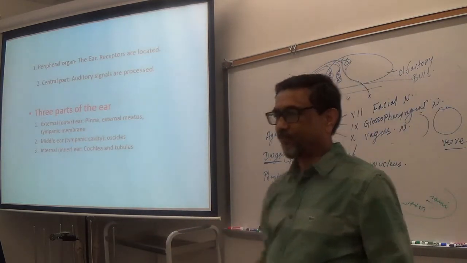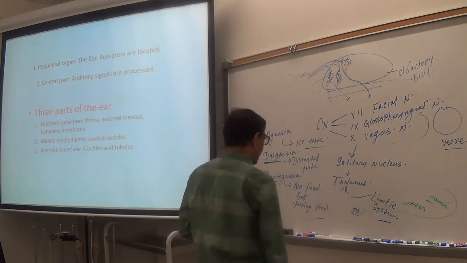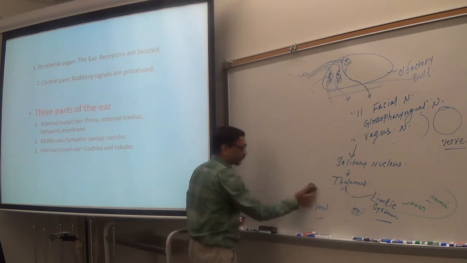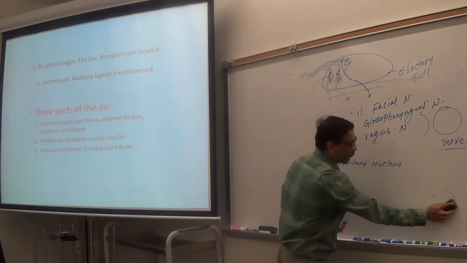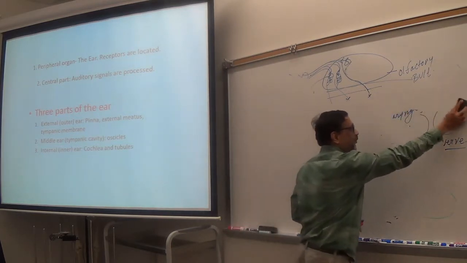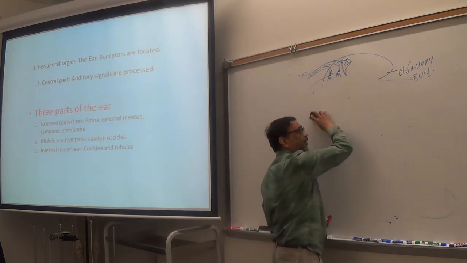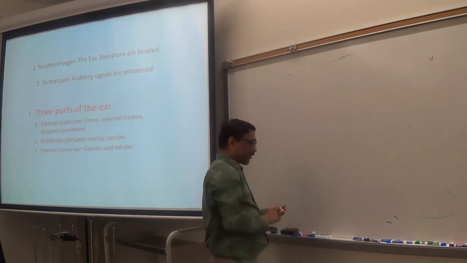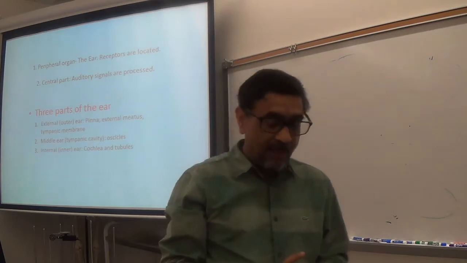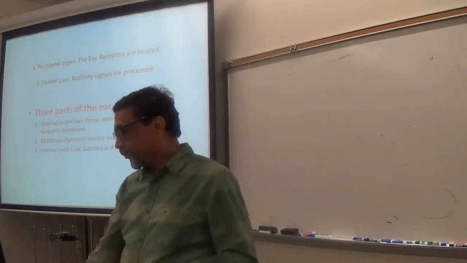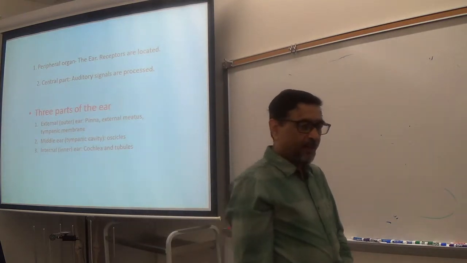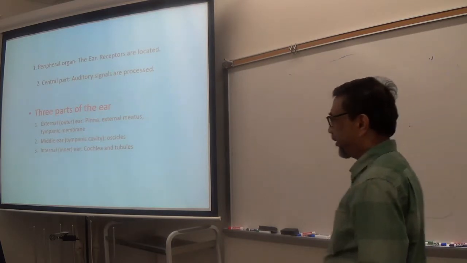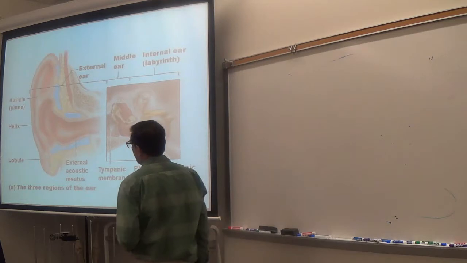Auditory system. Another special sense is audition or hearing. Tell me, what are the peripheral organs for hearing? Ears. So, if you see the anatomy of the ear, it has three parts: outer ear or external ear, middle ear, and inner or internal ear. So let's see those three parts.